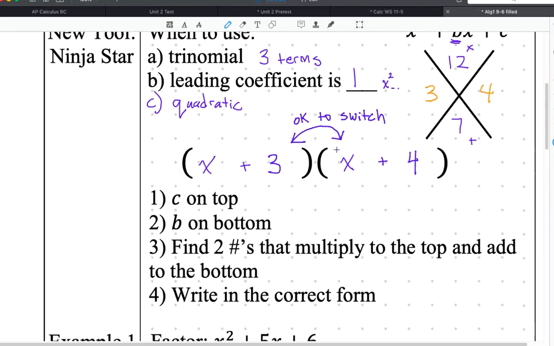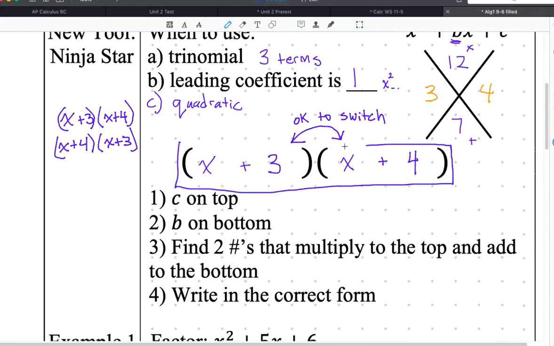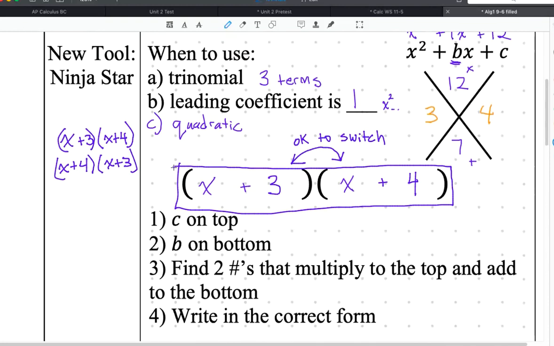Why would you want to switch them? So that it'd be easier to distribute. So there are two answers to this problem. The answer is x plus 3 times x plus 4, and the other answer is x plus 4 times x plus 3. Either of those is going to be okay. I just switched them, and they're the same answer. That's the commutative property of multiplication. That was my final step 4. I wrote it in the correct form, and then I would box my answer. That's the final answer. We have undone the multiplication when we have a binomial.